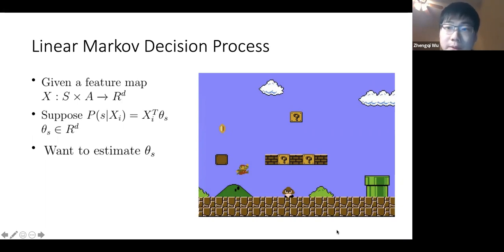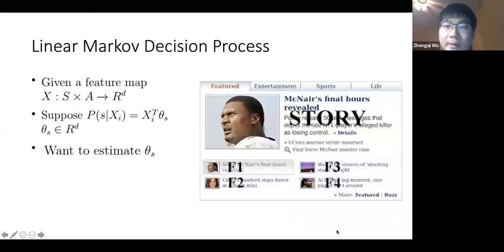So suppose that the transition is linear in the feature vector. You may think that this is very impractical. How is it linear? But actually, in practice, this works very well in recommendation systems. If you are browsing some news websites, the website will recommend you some related articles. That is utilizing this linear MDP algorithm. They will also recommend you some advertisements, which is pretty annoying, but that is also reinforcement learning.